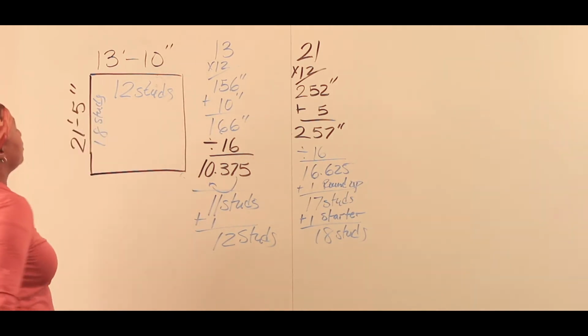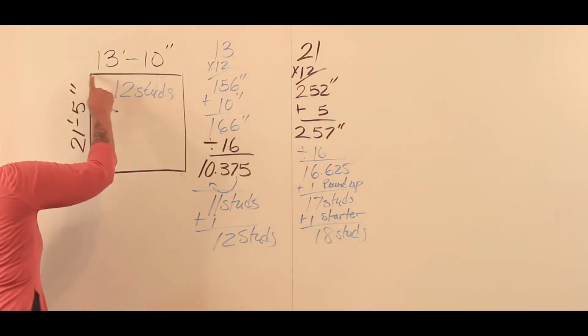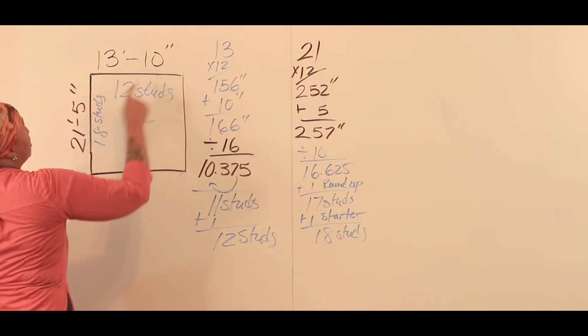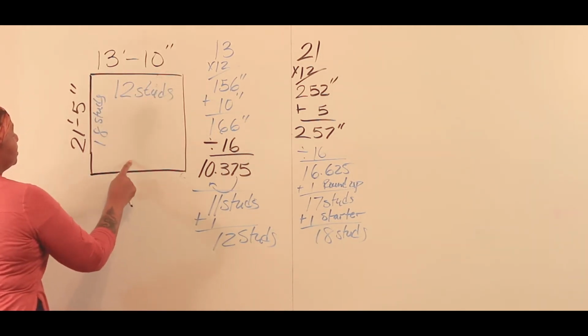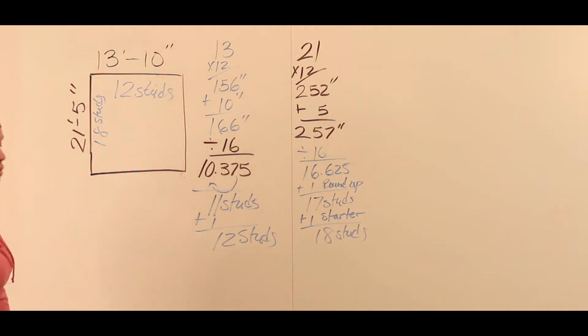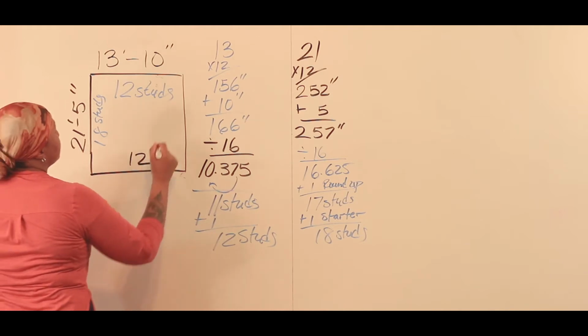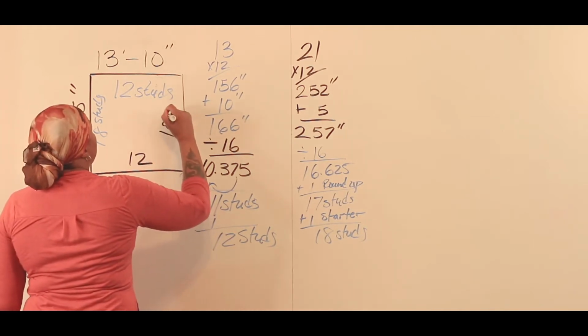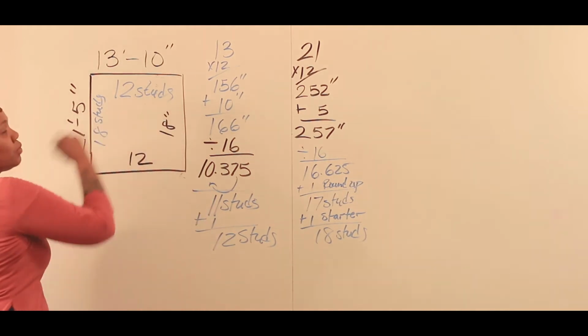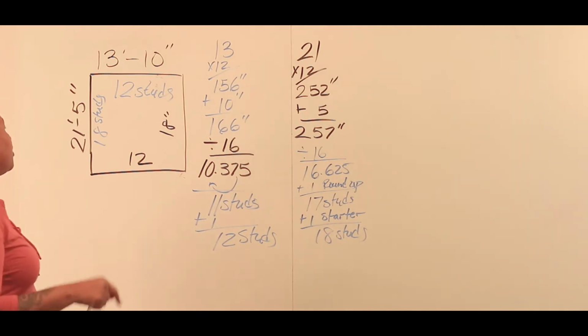Now we have an entire room. If this wall is 13 feet 10 inches, that gives me 12 studs. How many studs would I need for this wall? 12 studs. That parallel wall is the same. If this is 18, this is 18. So now, because we're talking about an entire room, we add everything up.